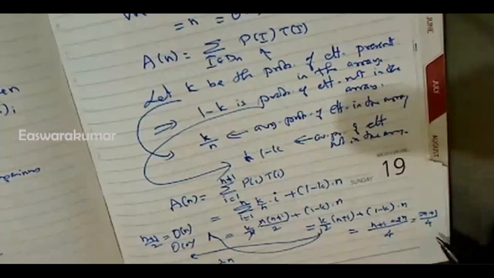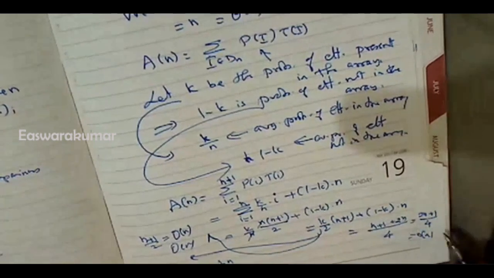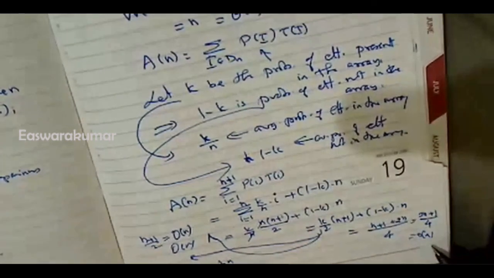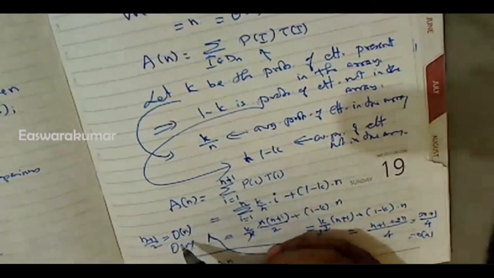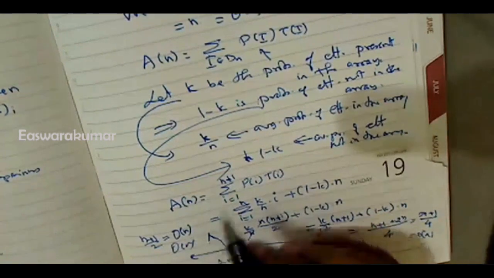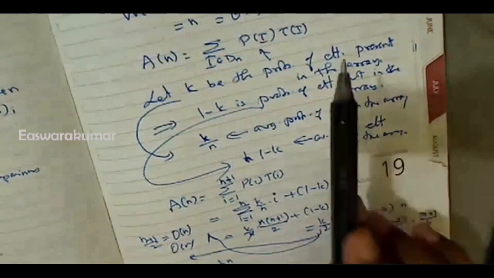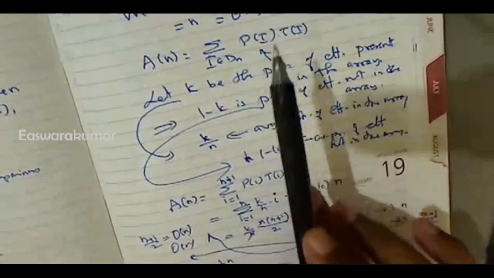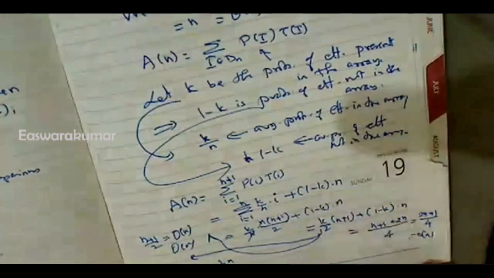Once again you see asymptotically it is order of n, because these constants won't be considered. So whatever the case, the average case value of linear search is order of n. This is the way the average case will be determined. So best case is theta of 1, worst case is theta of n, average case is order of n. This is the complexity for linear search.